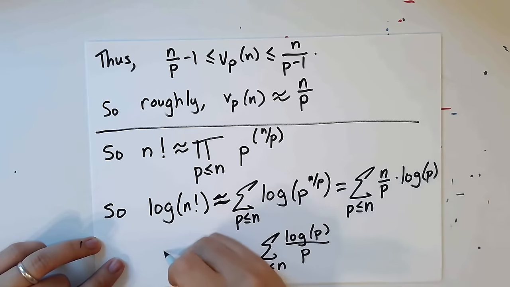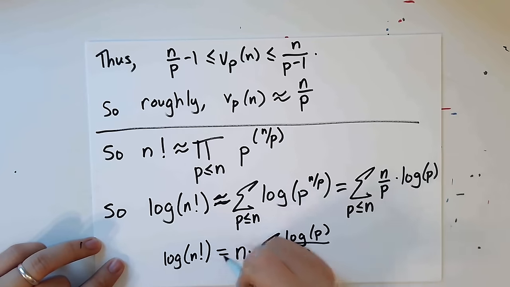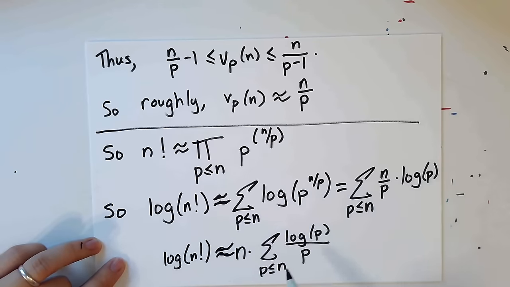And so here's my conclusion. Log of n factorial is approximately equal to n times the sum across the primes less than or equal to n of log p over p.